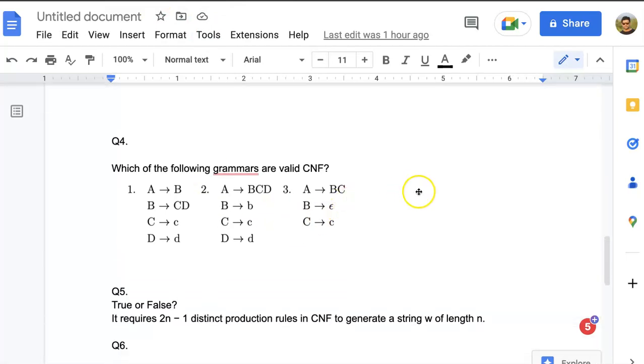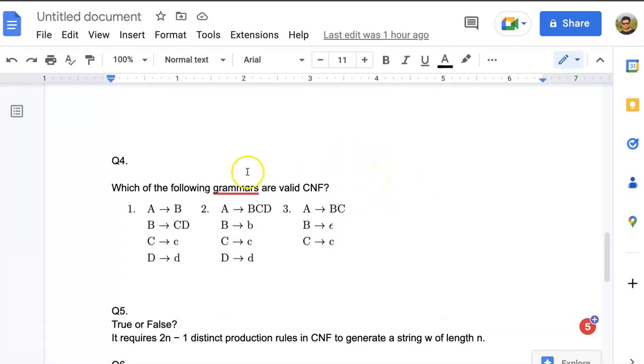Yeah, so now go to this thing. This one, I think, is pretty easy. Which of the following grammars are valid CNF? As you know, the CNF structure is from a non-terminal to two non-terminals, or a non-terminal to a terminal.